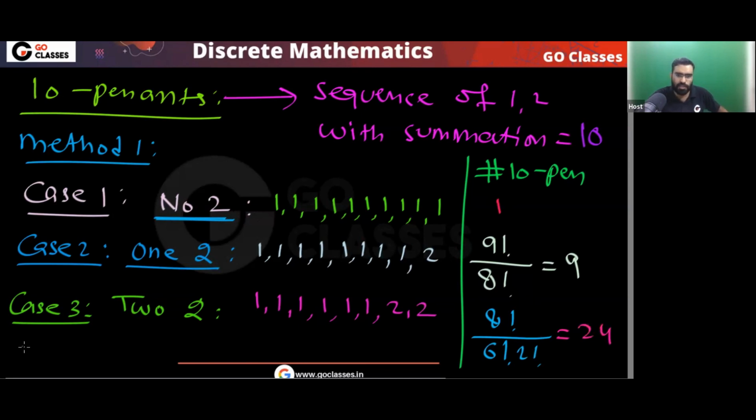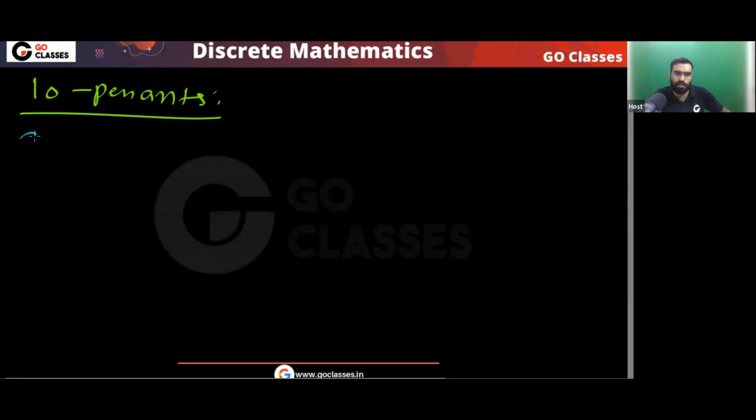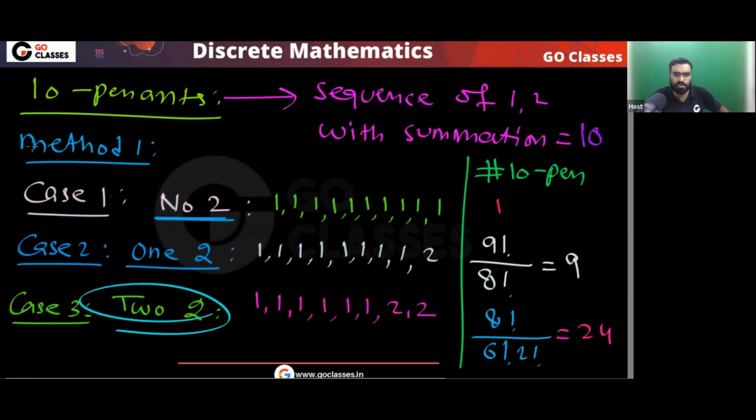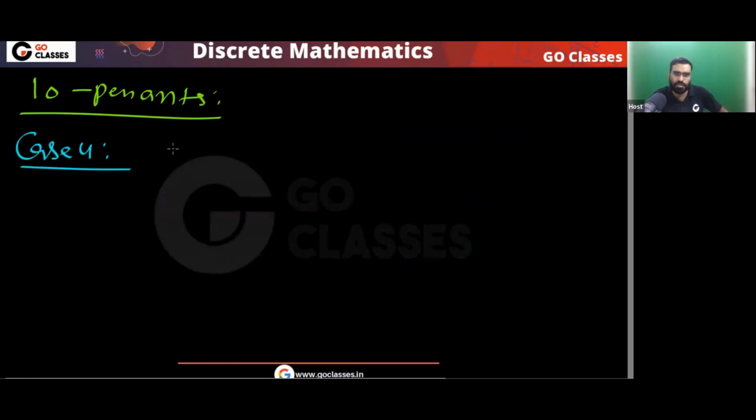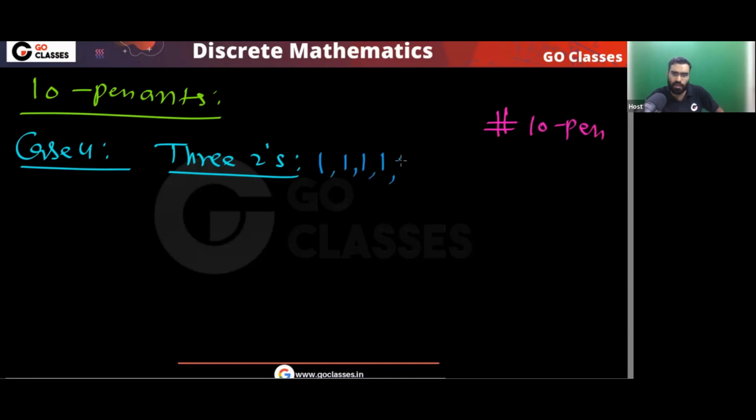Okay. Next, what is the case number 4? In case number 4, you can use 3 twos. If you are using 3 twos, then how many ones are you using? It simply means you are using 4 ones and 3 twos.